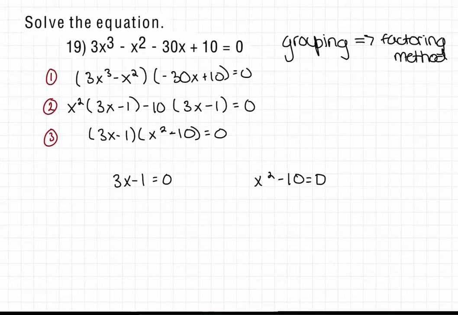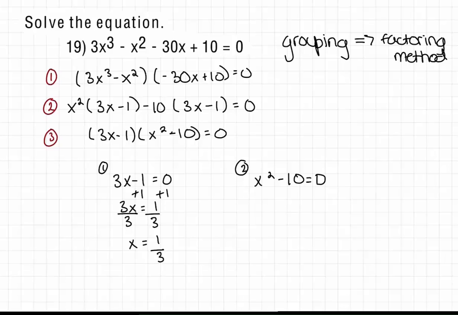So to isolate our x in our first argument, I'm going to add 1 to both sides, and that'll leave us with 3x is equal to positive 1. Now we're going to divide 3 out, and that'll leave us with x is equal to 1/3 as one of our solutions. And then for the second argument, we're going to add 10 to both sides, which will give us x squared is equal to positive 10.